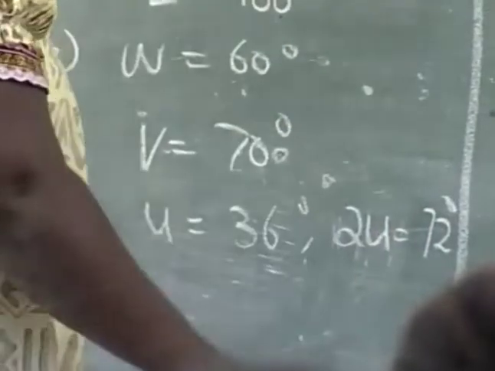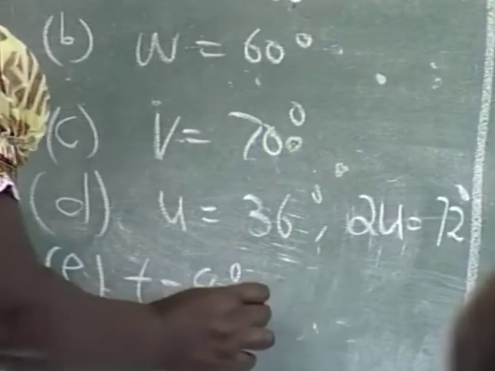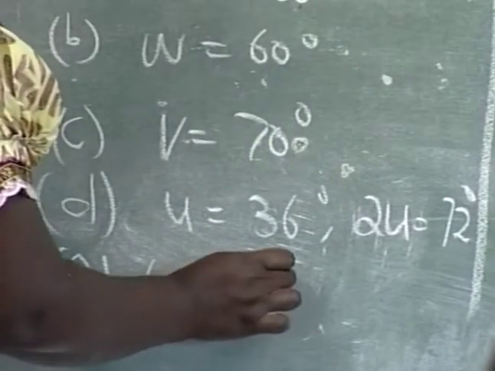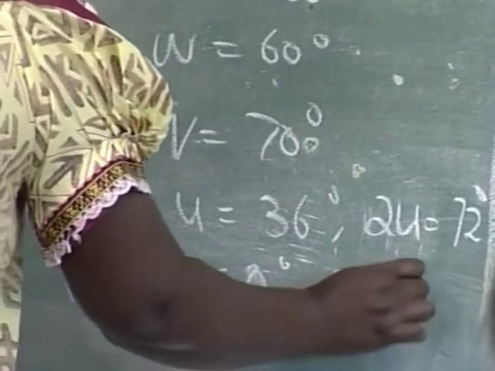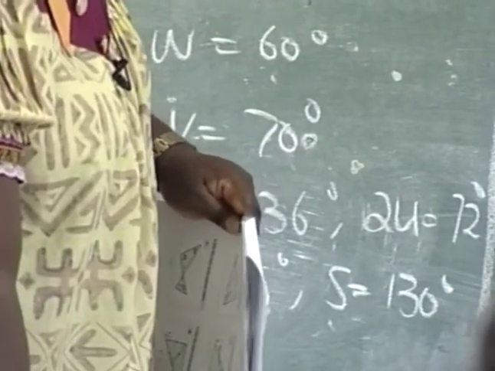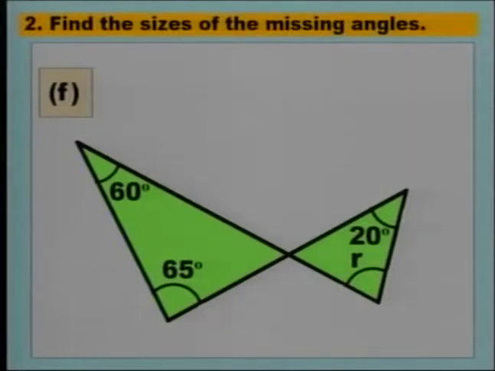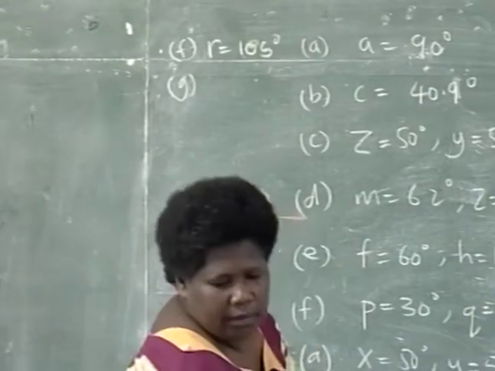Letter E, Chutaili. T is 80 degrees and S is 130 degrees. T is 80 degrees and S 130 degrees. Good. Letter F, Miriam. R is equal to 105 degrees. All right, R is equal to 105 degrees. Correct.